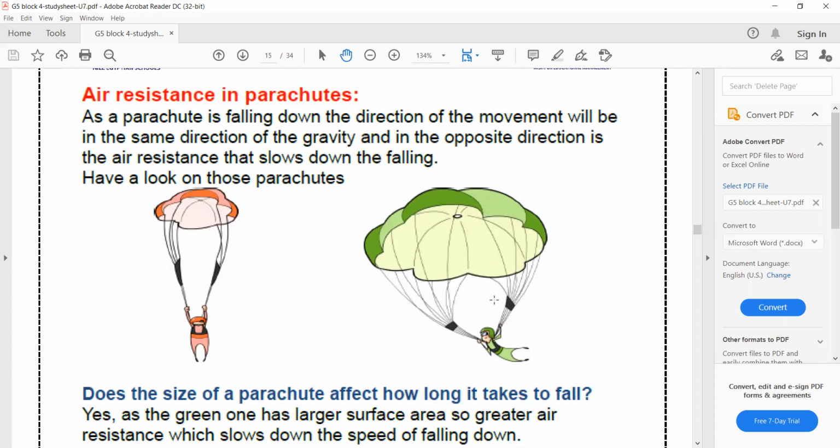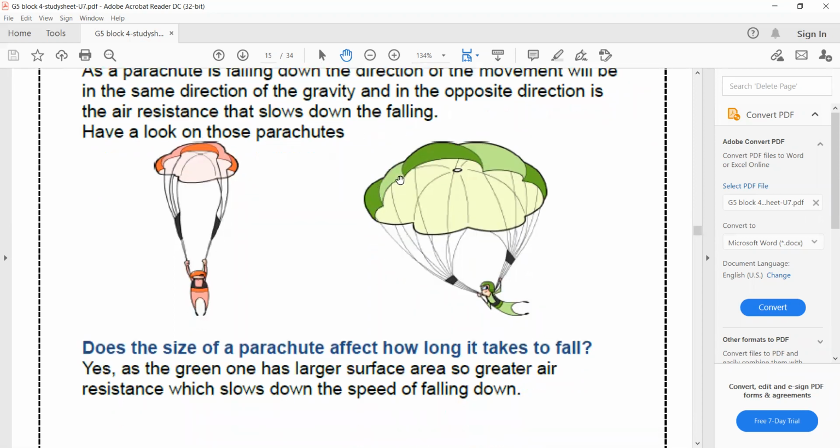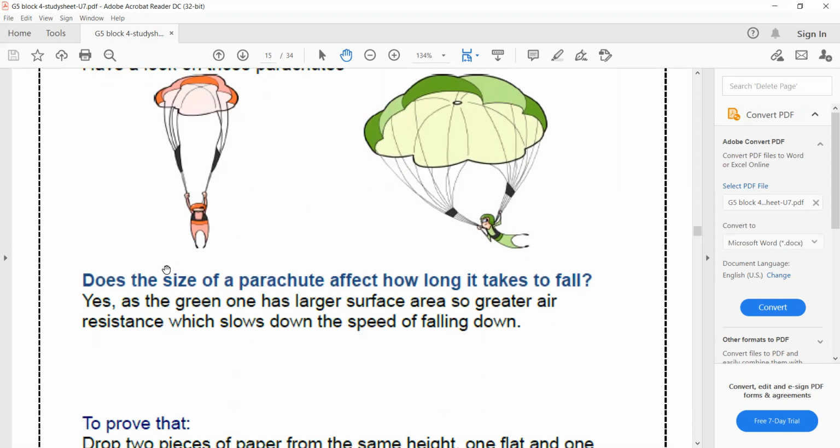Air resistance in the parachutes. As a parachute is falling down, the direction of the movement will be the same direction as the gravity. And in the opposite direction is the air resistance that slows down the falling. Have a look at those parachutes. Does the size of the parachute affect how long it takes to fall down or not?